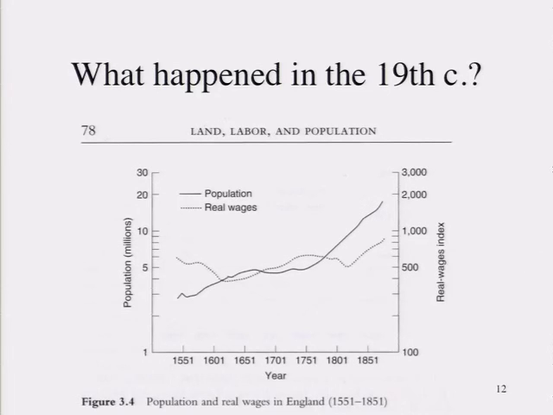All right, the big question, as we make this transition from Chapter 3 to Chapter 4, and in many ways as we transition from Malthus to Marx, is what happened in the 19th century. There appears to be something different going on beginning in the 19th century, and it's captured here in this figure charting population and real wages in England between 1550 and 1850.